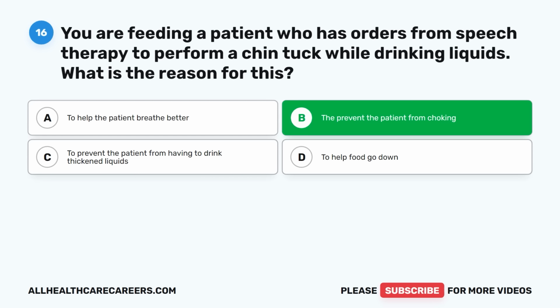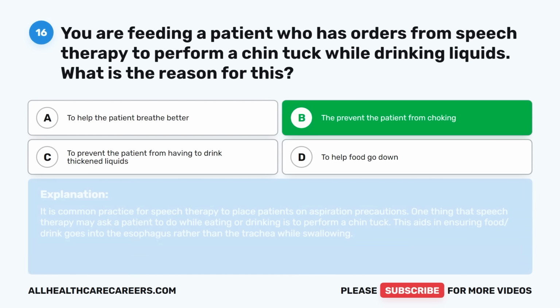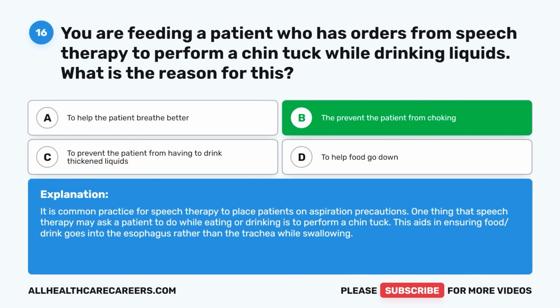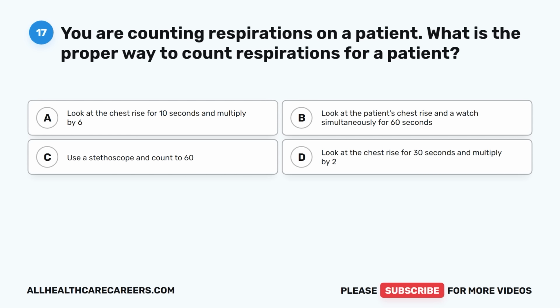The correct answer is B. To prevent the patient from choking. It is common practice for speech therapy to place patients on aspiration precautions. One thing that speech therapy may ask a patient to do while eating or drinking is to perform a chin tuck. This aids in ensuring food and drink go into the esophagus rather than the trachea while swallowing.